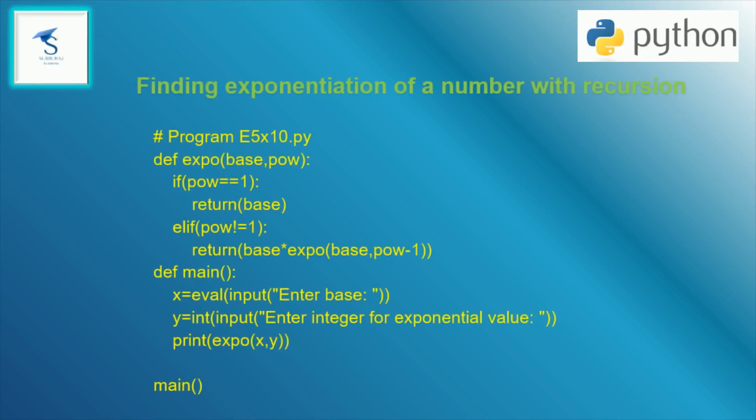Study and note the following in the program. The user enters the base and exponent value. The numbers are passed as arguments to a recursive function expo to find the exponential value. A condition is given that if the exponent is equal to 1, the base number is returned. If the exponent isn't equal to 1, the base number is multiplied with the expo function called recursively with the arguments as the base and exponent value minus 1. The final result is printed in the main function. Note that the exponent has to be strictly integer.